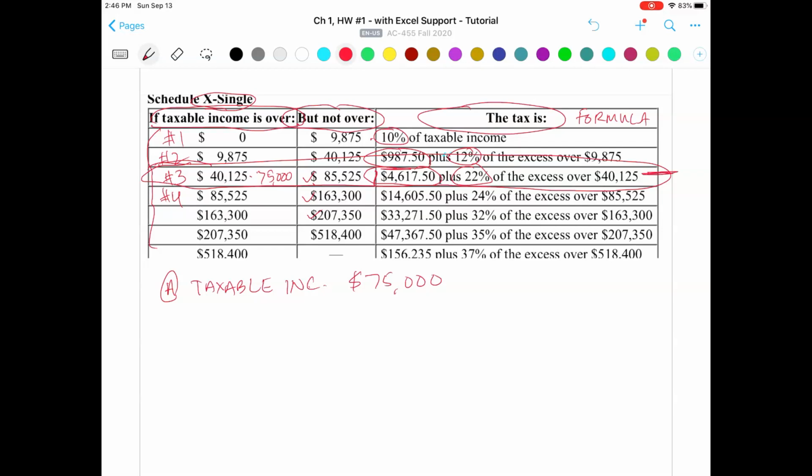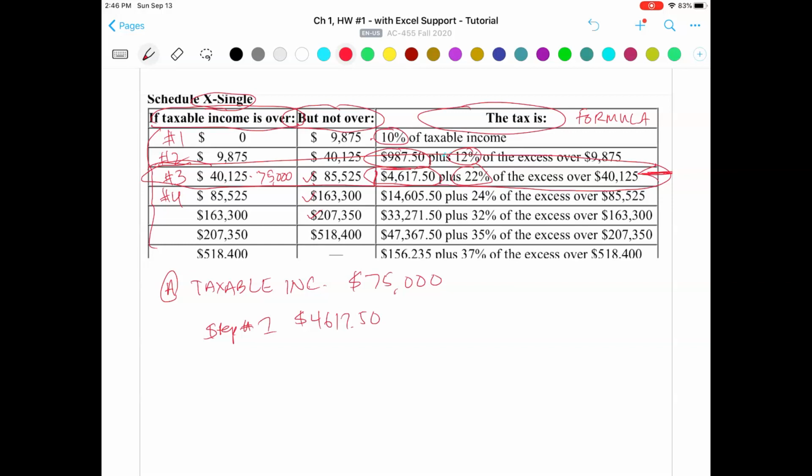That tells us that Chuck is in this bracket here. So we need to use this formula to compute his tax. So let's now look at computing that tax. The IRS wants us to do this. Step number 1. We're going to take $4,617.50. That's the initial amount that the IRS is telling us as sort of like the initial chunk of tax that he's going to owe.